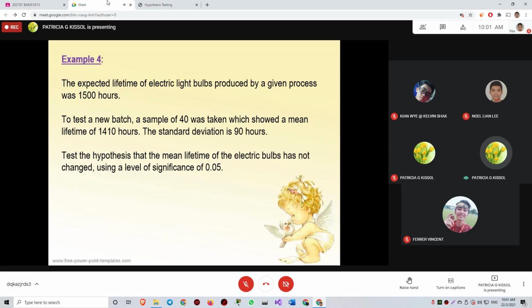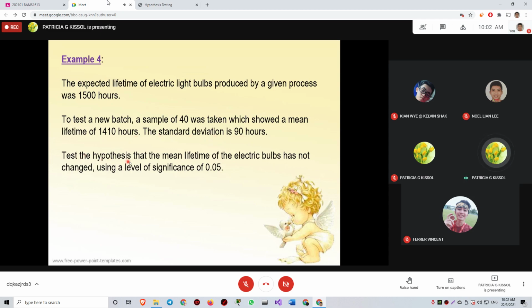So this is about the lifetime of electrical light bulbs. You see the word expected here. Do know that the word expected is the same as mean. So this is a mean value. 1,500 is the mean value. And a sample of 40, where the sample has a sample mean of 1410 hours, and the standard deviation is 90.